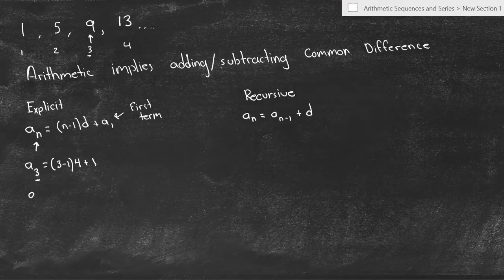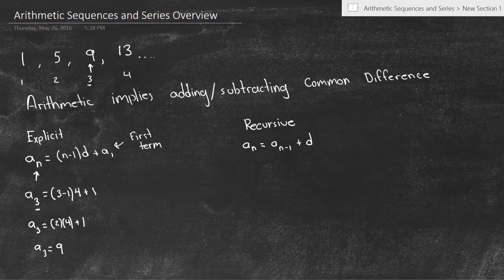Alright, so then a of 3, let's simplify a bit. It's going to be 3 minus 1, we can just say is 2, times 4, plus 1, 8 plus 1, so a of 3 equals 9. Is that what we got? Yep. So that tells you that we know what we're doing.